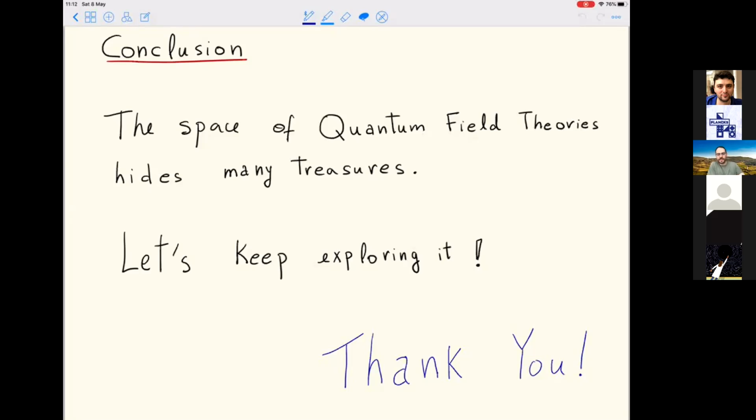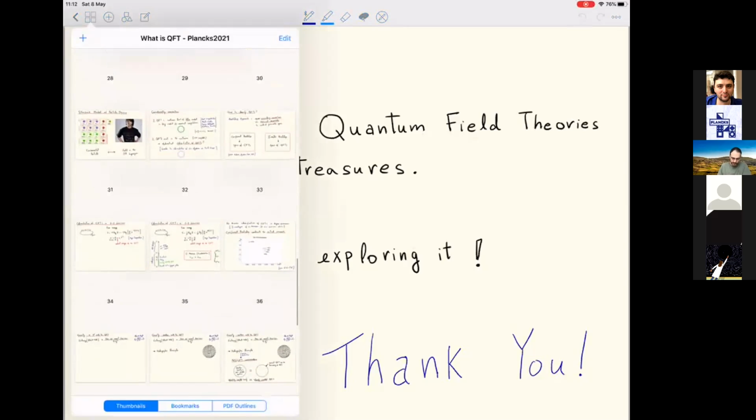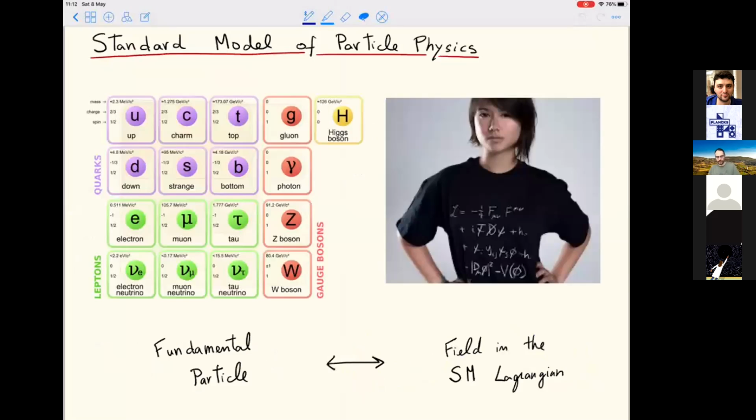I got a question about how you said that every particle in the standard model has its own field in the Lagrangian. Could you explain a bit more about that?